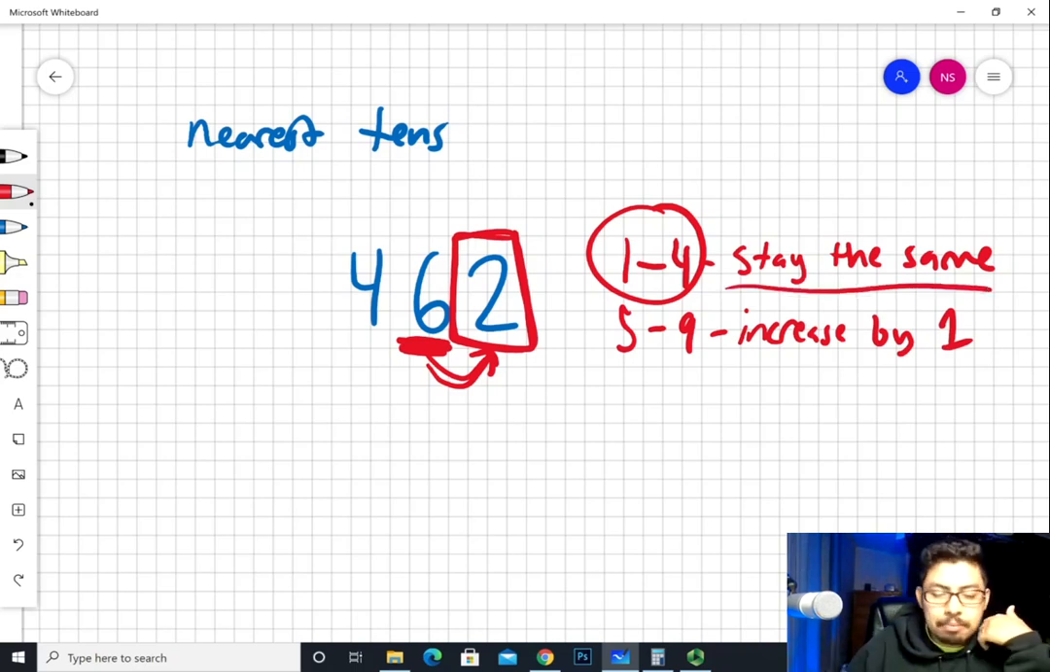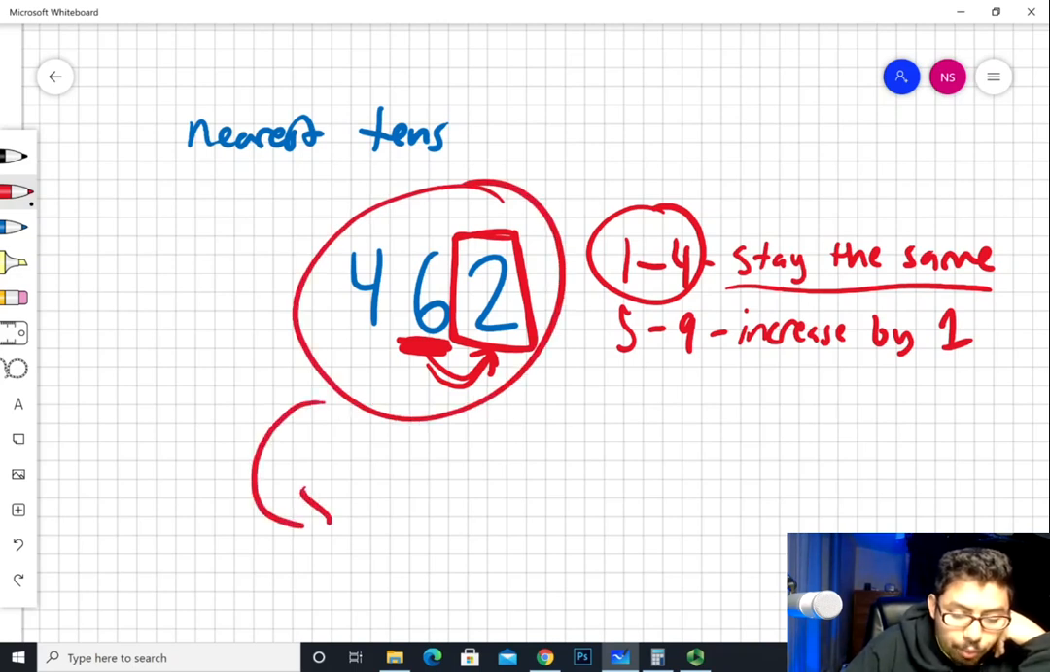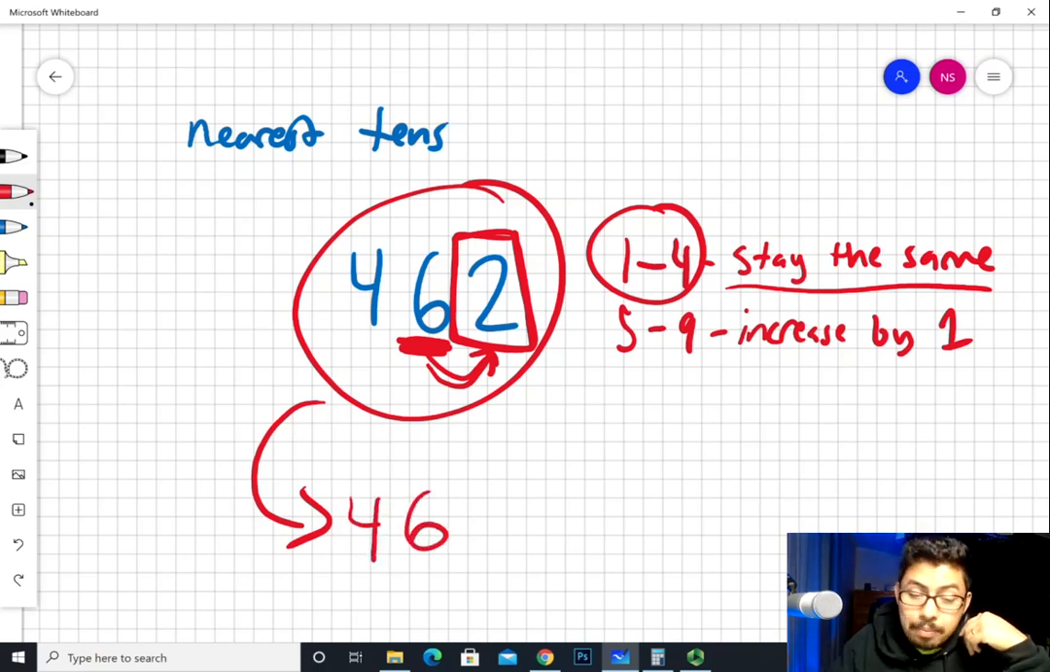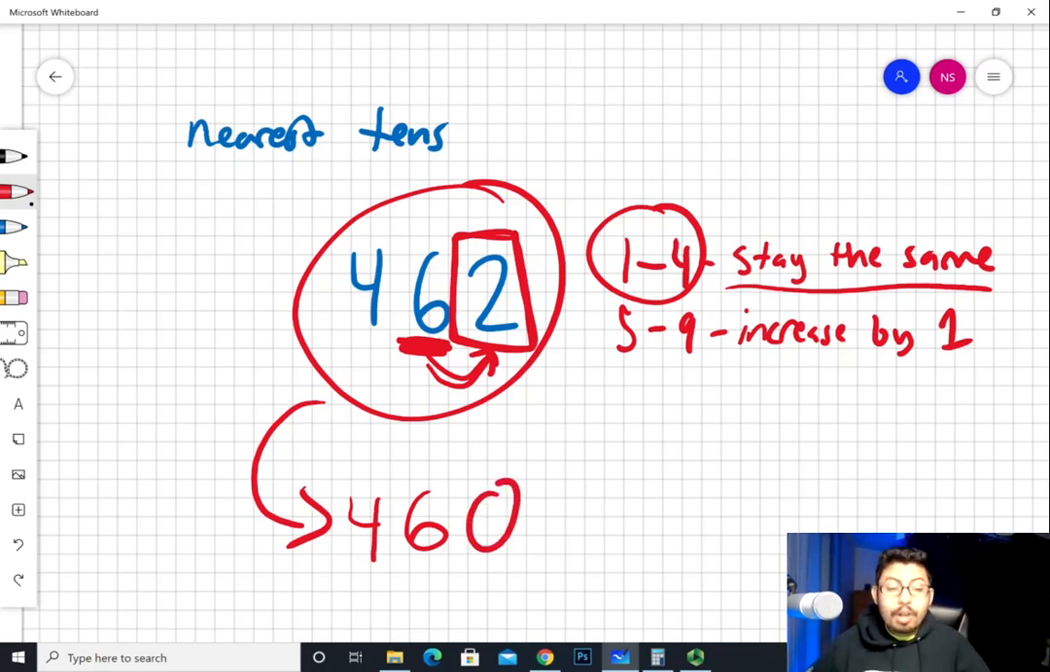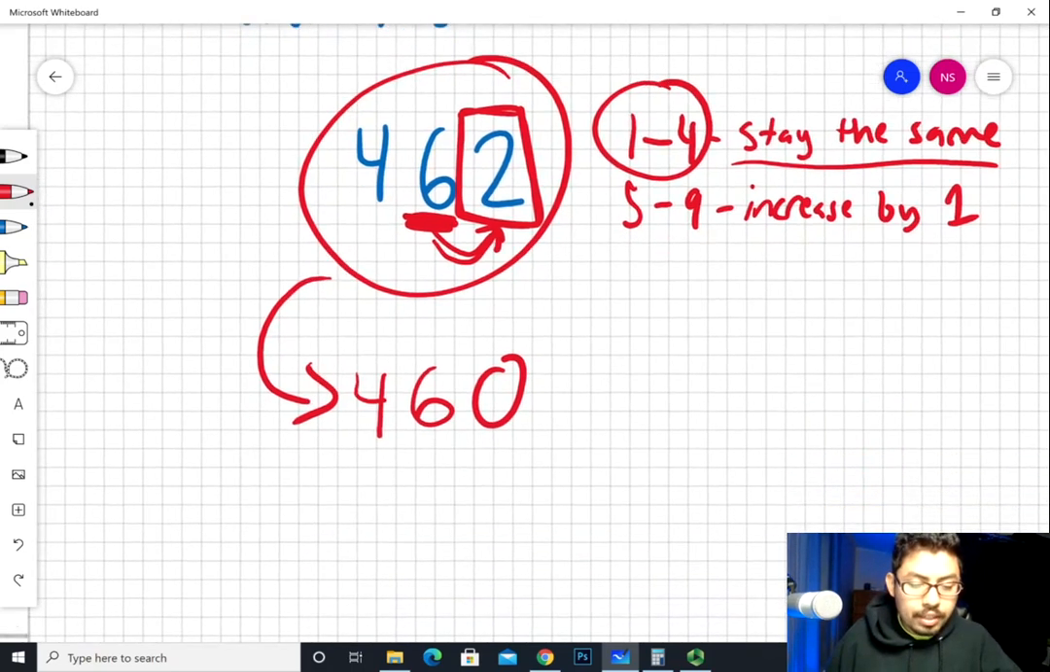What does that stay the same mean? That means if we go back here, we're going to rewrite this. We're going to round it to the nearest tens. The tens spot stays the same, 6. And then everything to the right of the number gets converted to 0. 462 rounded to the nearest tens is 460. Complicated, I know. Let's look at another example, just so you guys can get it.